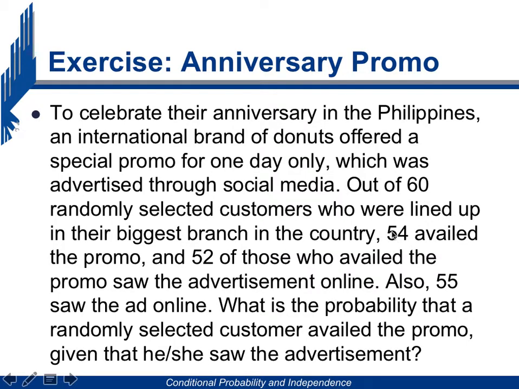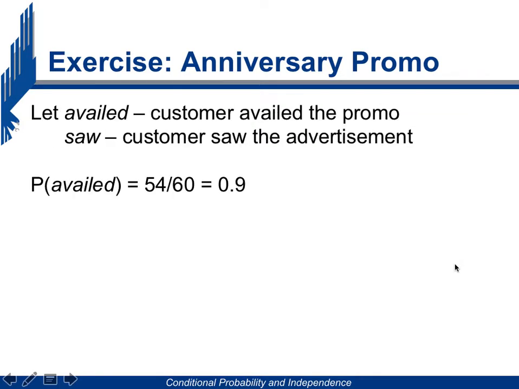The similarity of all the 54 out of the 60 is that all of them availed the promo. Therefore, 54 over 60 is the probability of avail, and this is also equal to 90%.